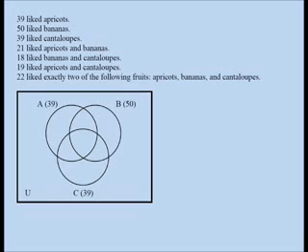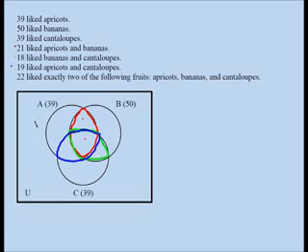All right. Now, 21 like apricots and bananas. This football should add up to 21. These two spots should add up to 21. Okay? Now, 18 like bananas and cantaloupes. These two areas of the football should add up to 18. And 19 like apricots and cantaloupes. These two areas of this football, this and this, should add up to 19.